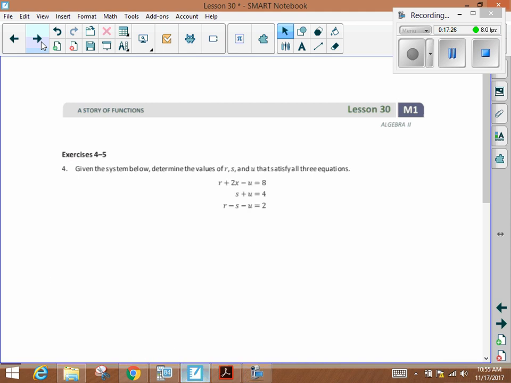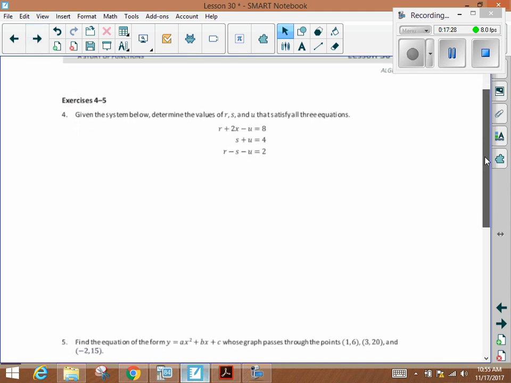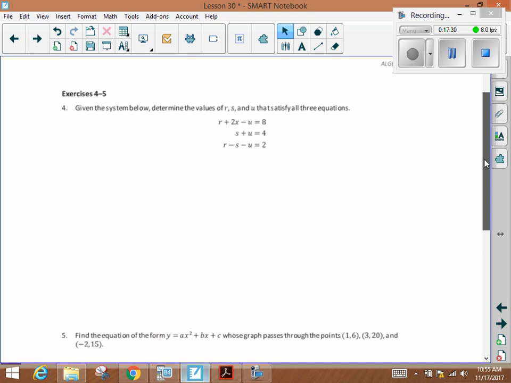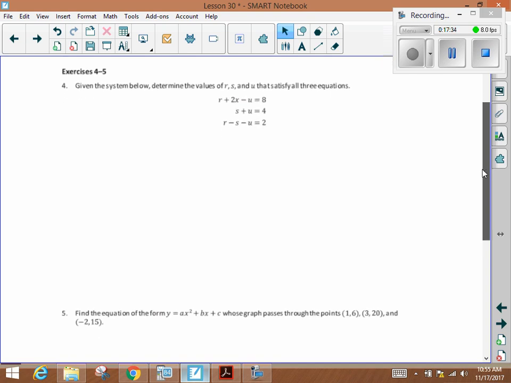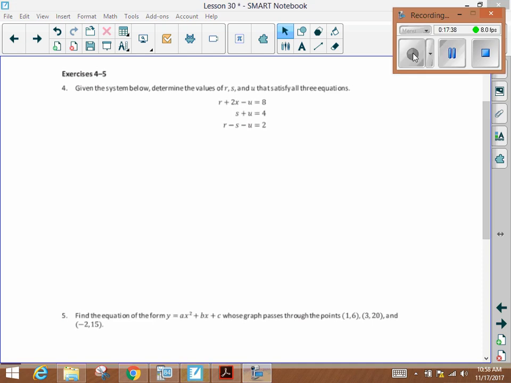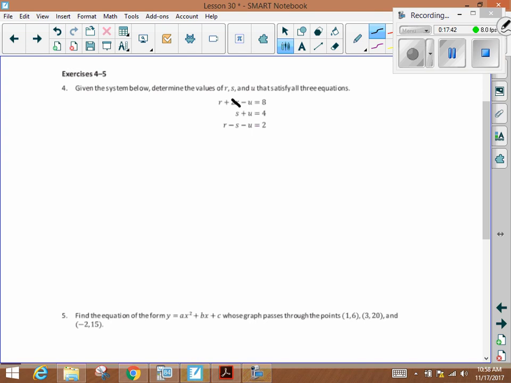So moving on to another example, we'll just go ahead and do this. But now, alright, so we have a typo here. This should be 2x, which means that we have the matrix 1, 2.